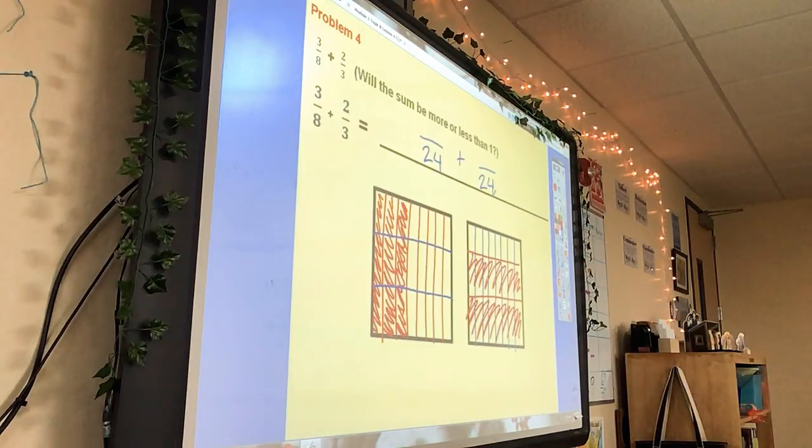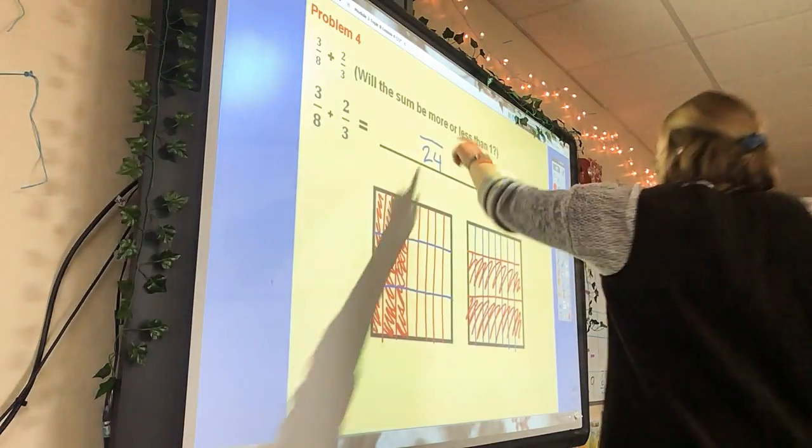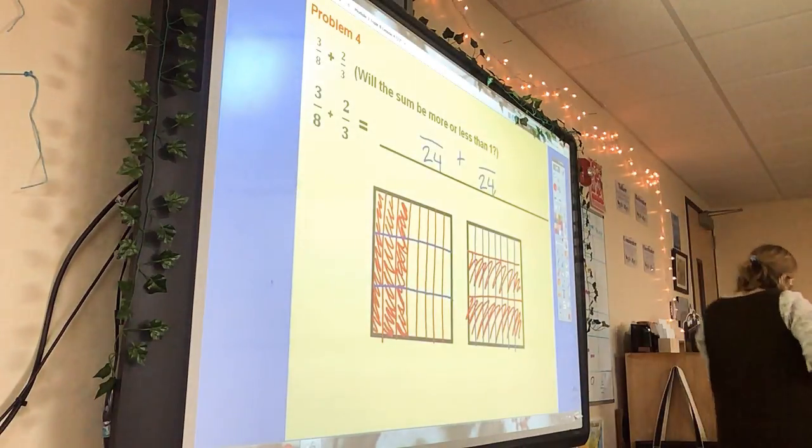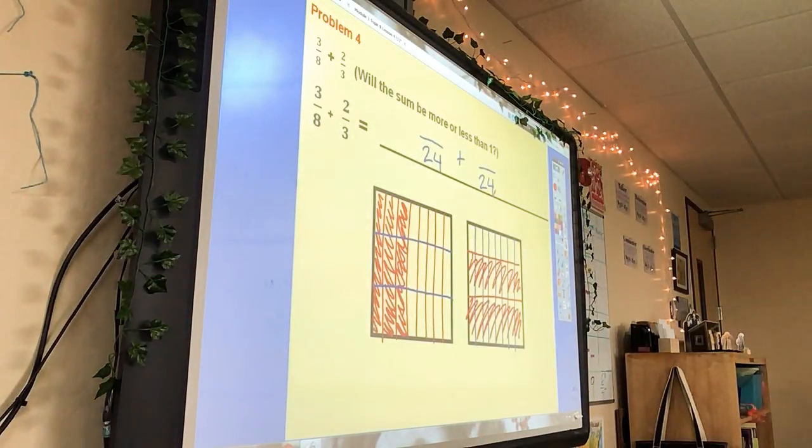So you're counting up the shaded pieces to get your top number, okay? Shaded pieces get your top number. Oh wait, are we supposed to solve it? Don't solve it, just get your numerators, that's it.